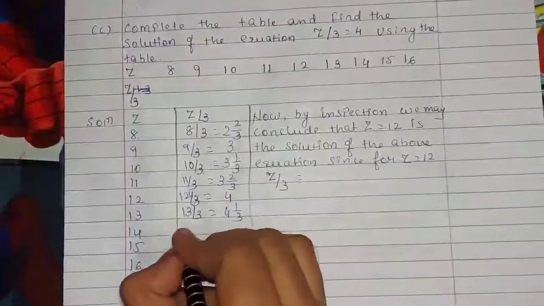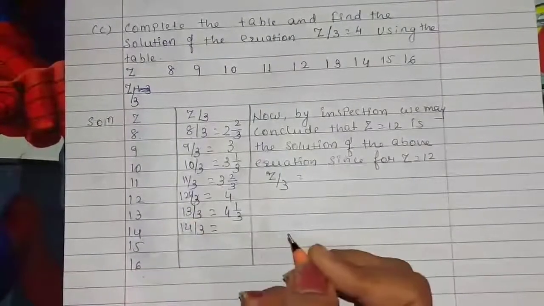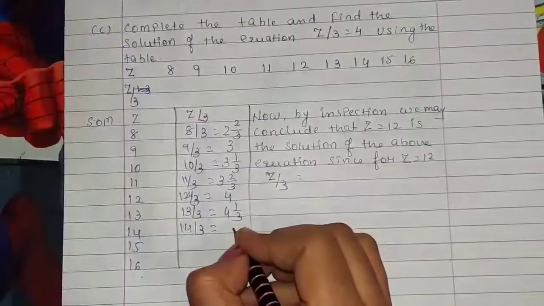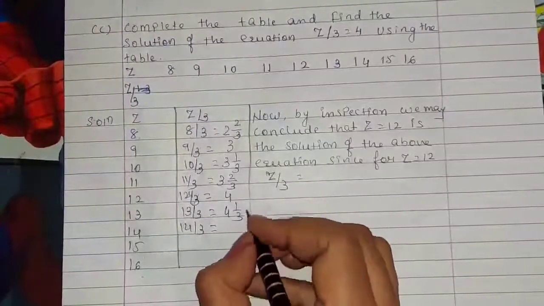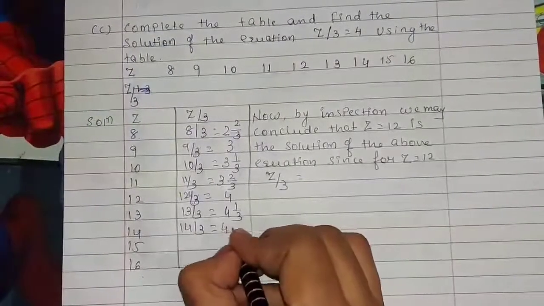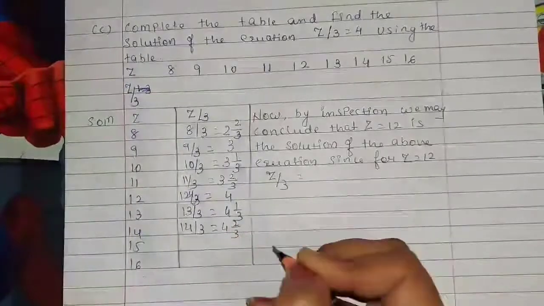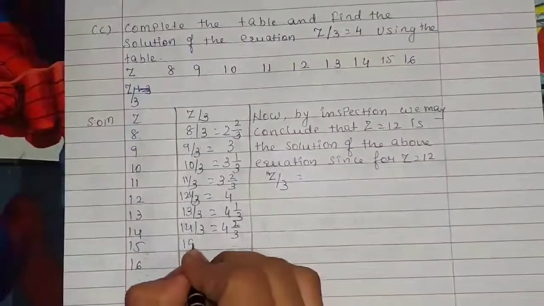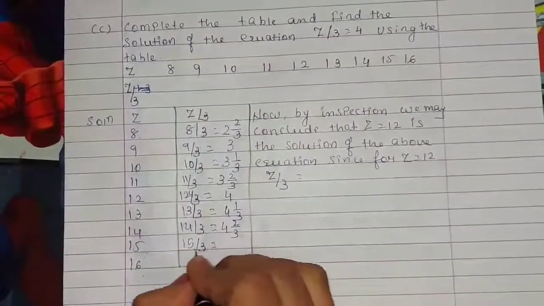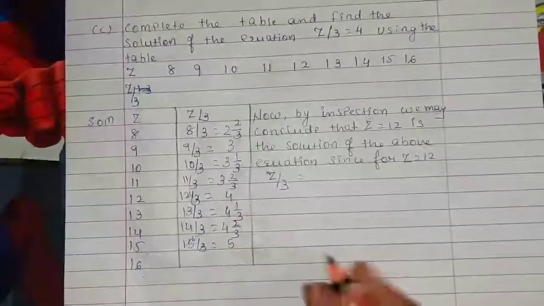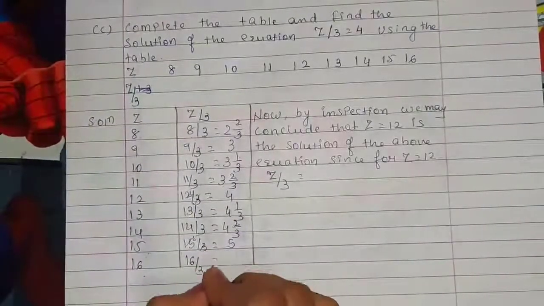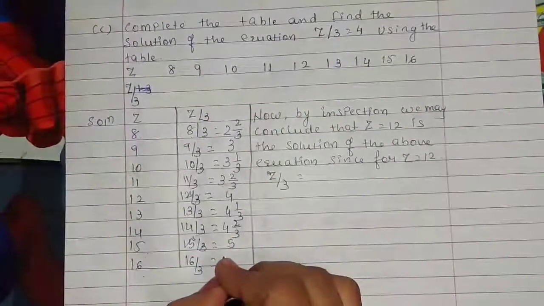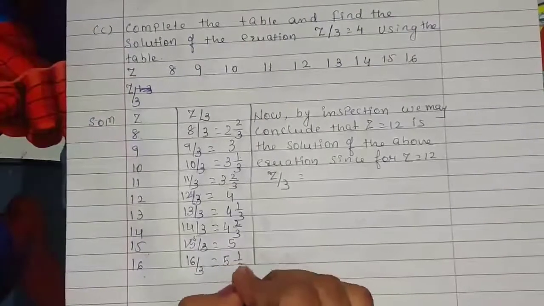Next number is z equals 14. 14 upon 3, students, if we divide 14 by 3, then what do we get? We have to find it in a mixed number. So 4 integer 2 upon 3 we will get. 3 4s are 12, 12 plus 2 is 14. Next is 15. 15 upon 3. If we divide 15 by 3, 3 5s are 15, so your answer is 5. Next number is 16 upon 3. If we divide 16 by 3, again this is an improper fraction, so we will convert it into a mixed number, and that is 5 integer 1 upon 3.